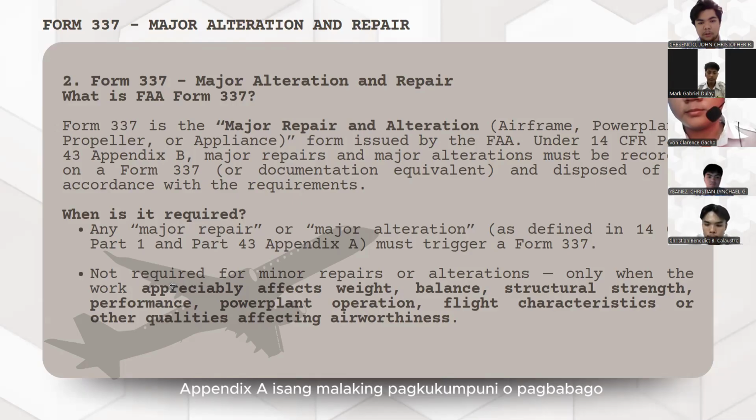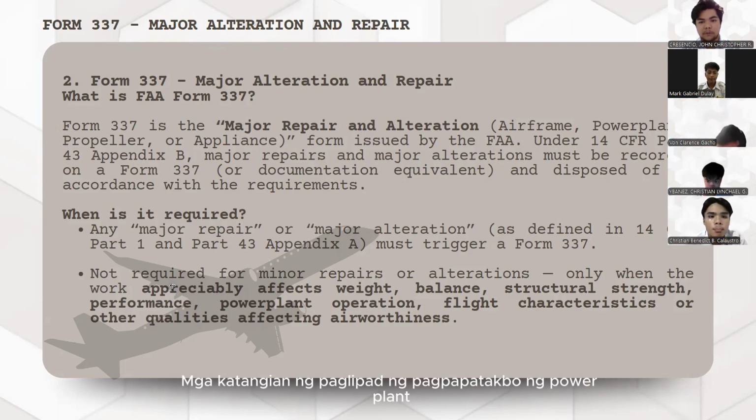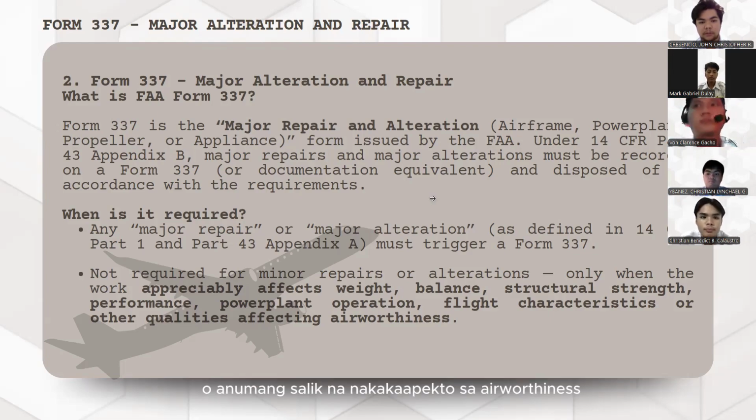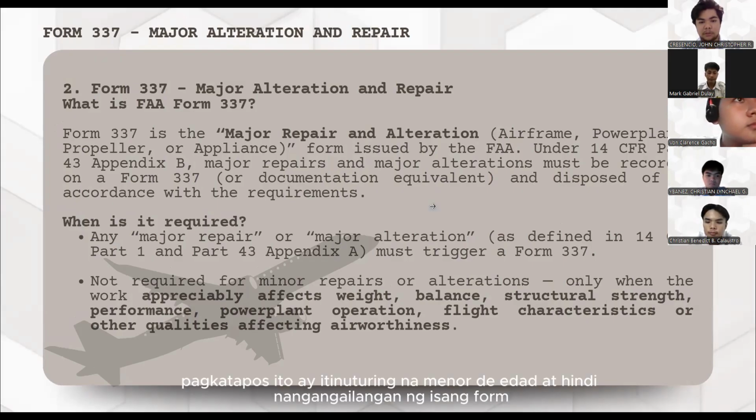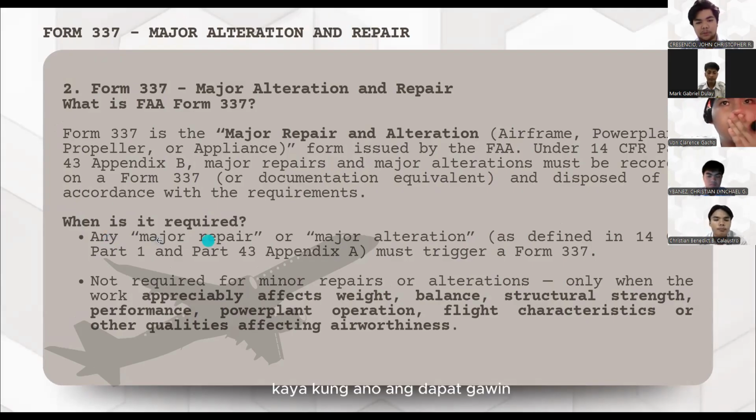A major repair or alteration is work that appreciably affects the aircraft's weight and balance, structural strength, performance, powerplant operation, flight characteristics, or any factor affecting airworthiness. If the work is simple and does not significantly affect these characteristics, then it is considered minor and does not require a Form 337.